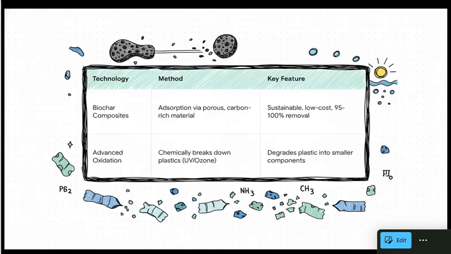Take biochar. It's basically a kind of super advanced charcoal made from waste, and it can be used to create filters that trap almost 100% of microplastics. Then you've got these other processes that use powerful oxidants to do something even crazier. They don't just trap the plastic, they actually break its chemical bonds apart.